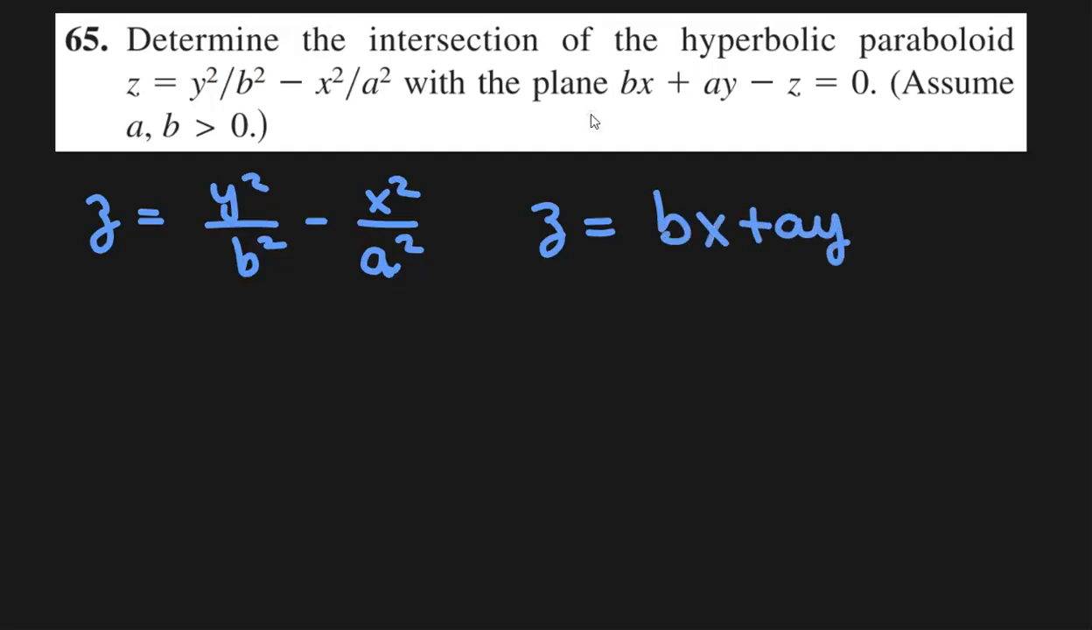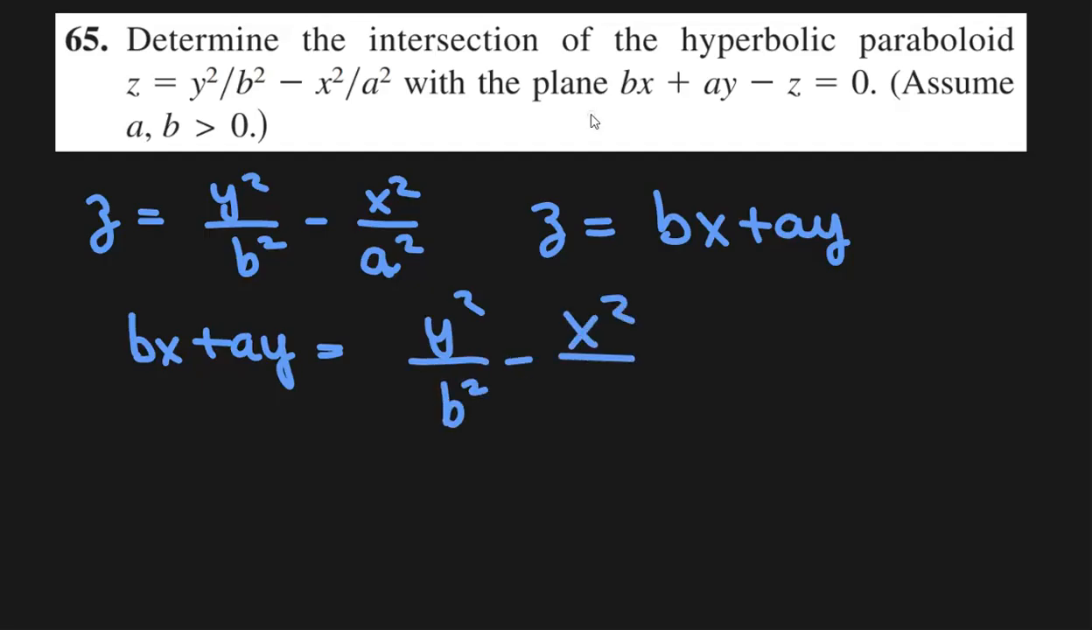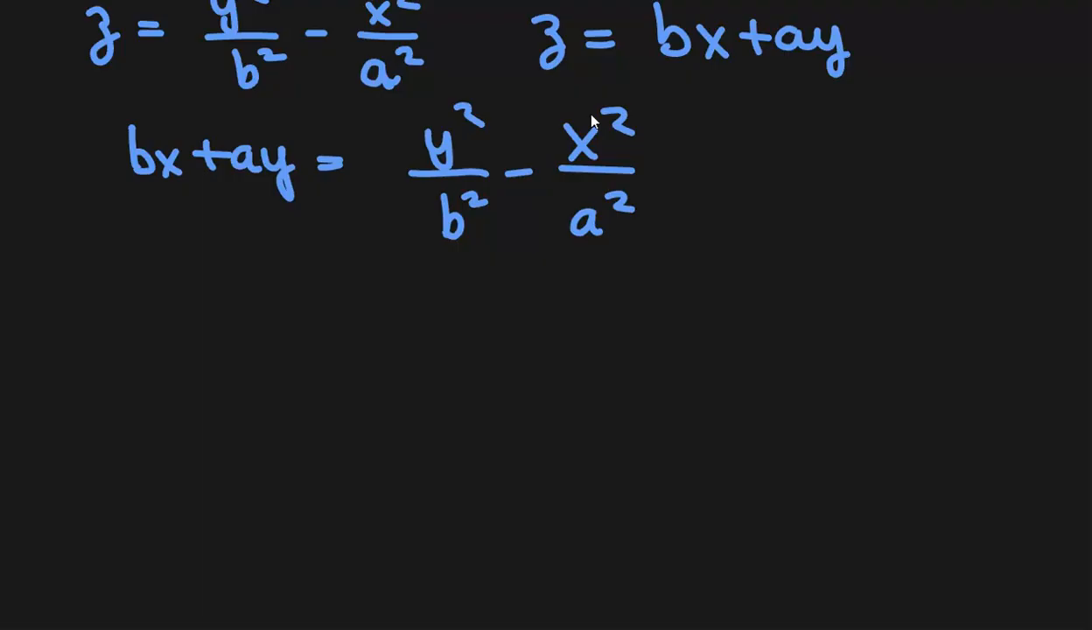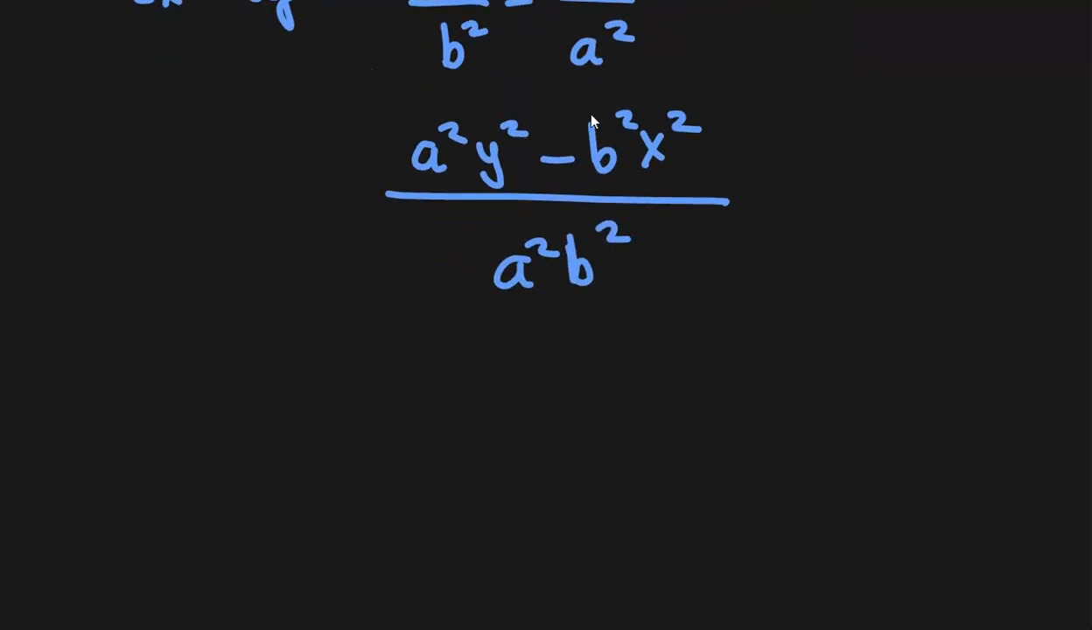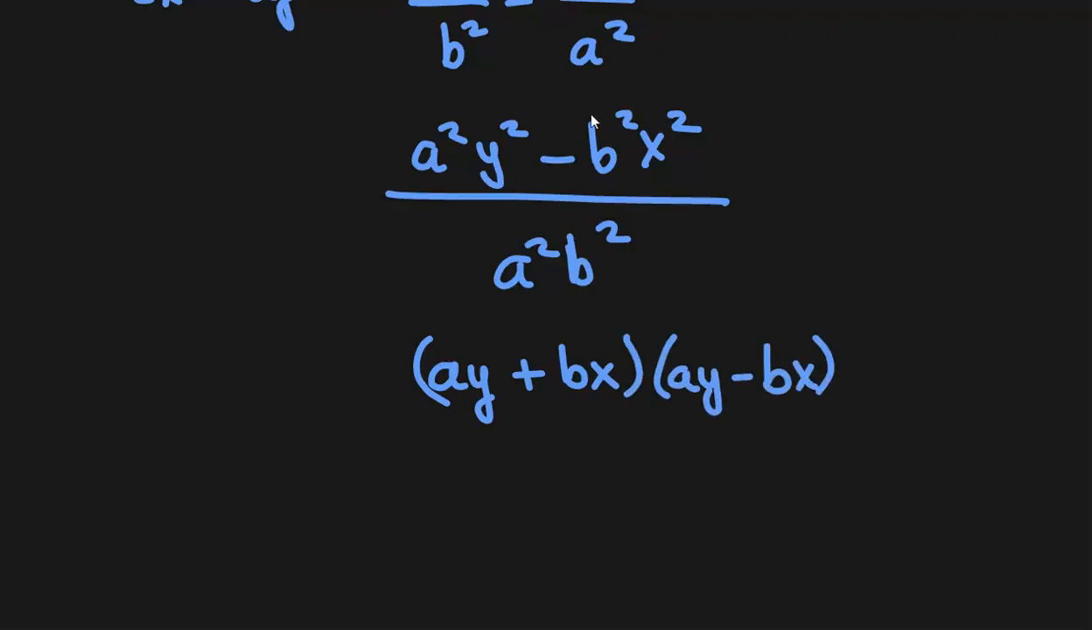You can set the two sides equal to each other now. So we're going to get bx plus ay is equal to this thing over here, y squared over b squared minus x squared over a squared. There are a few different ways of figuring this out, but one way to do it is just to cross multiply the right hand side. So we're just going to focus on that for a bit. We get a squared y squared minus b squared x squared, all divided by a squared b squared. Let's now use the difference of squares. So the top part is going to be ay plus bx, times ay minus bx, all divided by a squared b squared. So that denominator does not change.